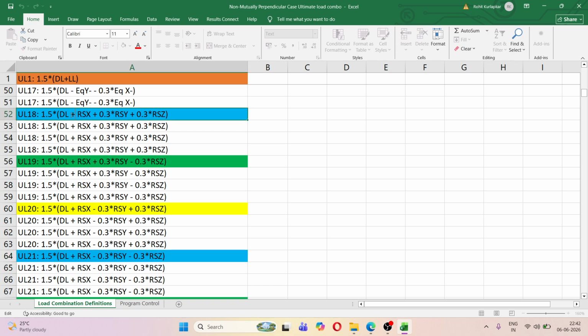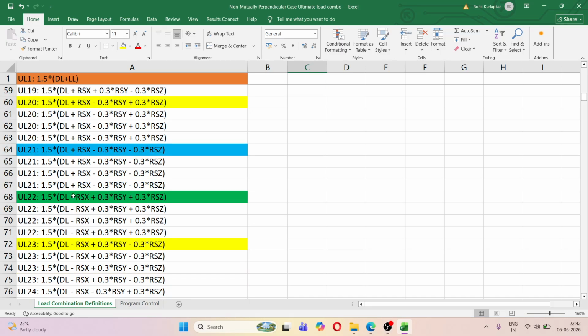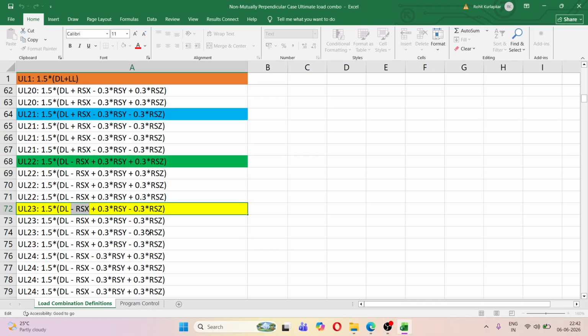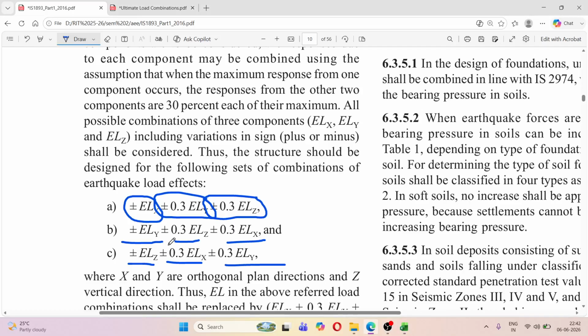Okay, here also. And now we have started to create minus response spectrum x. There will be 4 cases with minus response spectrum x, and then you have to change the sign similarly. My intention is to tell you that you have to consider both plus and minus, plus and minus, plus and minus.